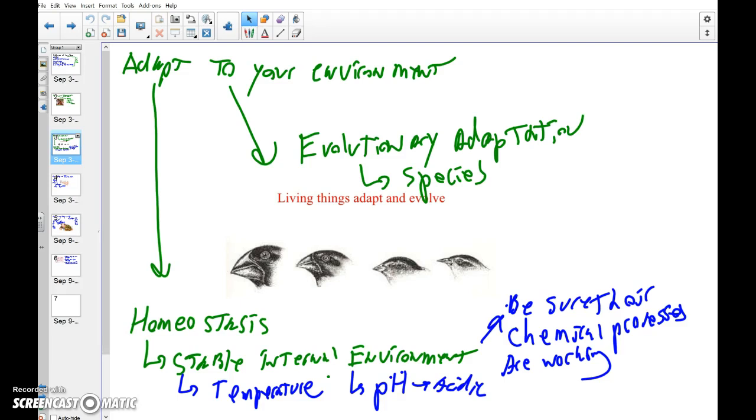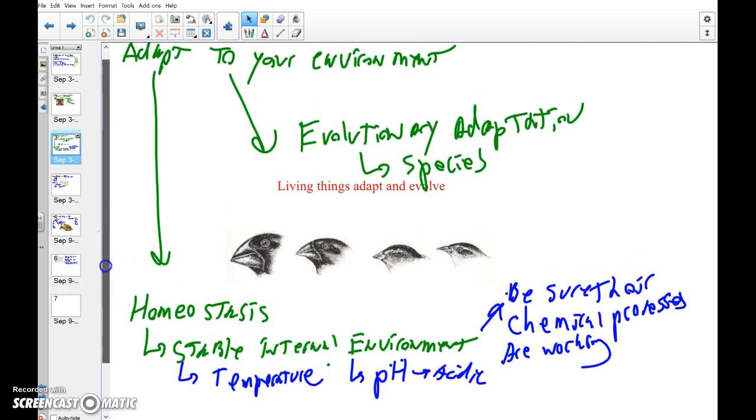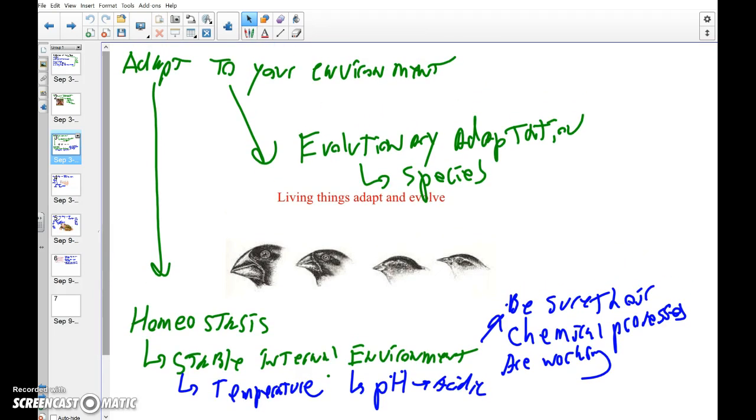There is also a short form of adapting to your environment, something known as homeostasis. And homeostasis is the idea that all living organisms have to maintain a stable internal environment. Living organisms, whether they be the simplest single-celled pond amoeba or a complicated human being, have certain chemical processes that must occur inside of them to work. And so when homeostasis is maintained, it's making sure that the environment is right so that those chemical processes can happen.